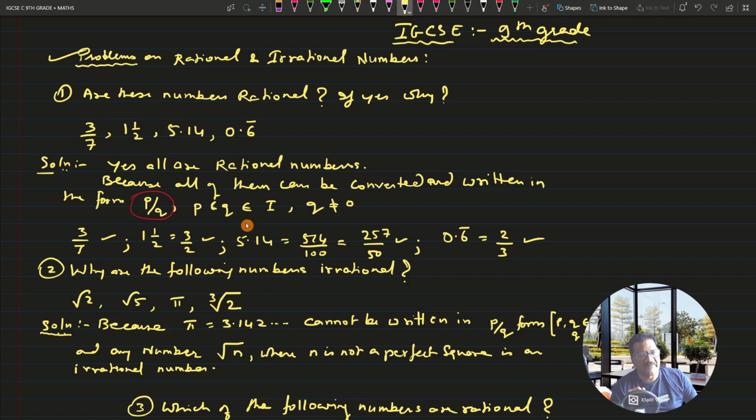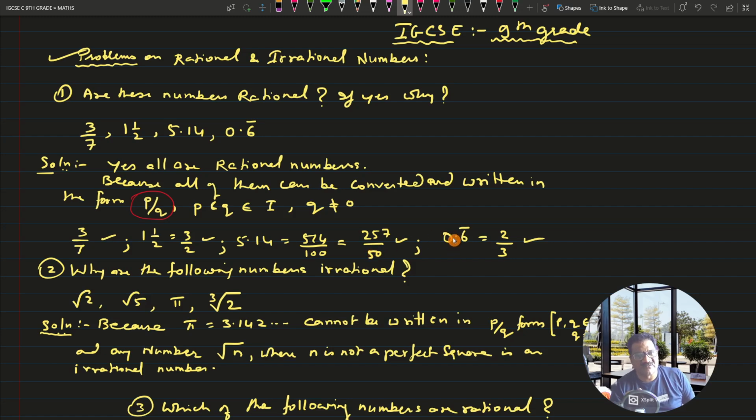Coming to the next one, 5.14. Now 5.14 can be written as 514 upon 100. Now these are interconversions. You should know how to convert a decimal number into a fraction, a fraction into a decimal, a mixed fraction into an improper fraction. All that you should know, and you have studied all this in your lower classes. So 5.14 any day can be written as 514 upon 100, which can be further reduced to 257 upon 50. Now look at this 257 upon 50. Isn't it of the type p upon q, where p and q both are integers, moreover q is not equal to 0? Yes, it is. So therefore this number is also a rational number.